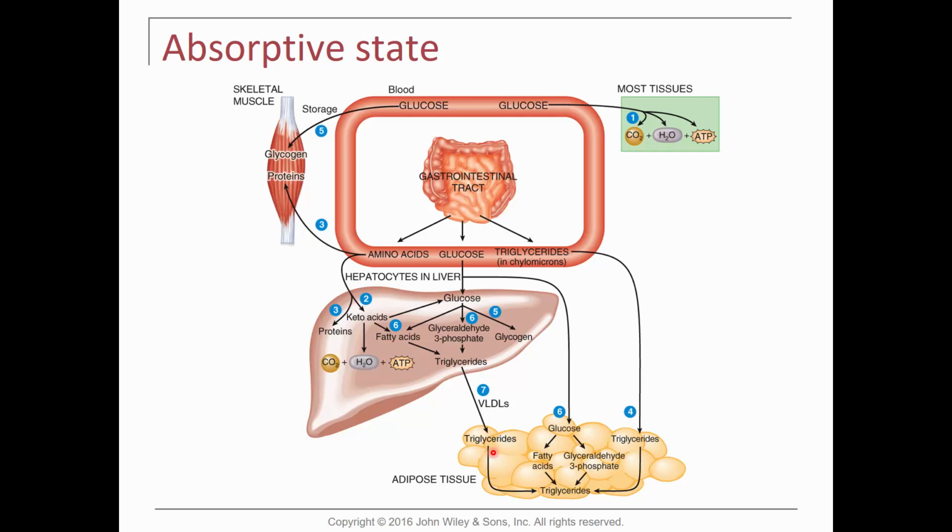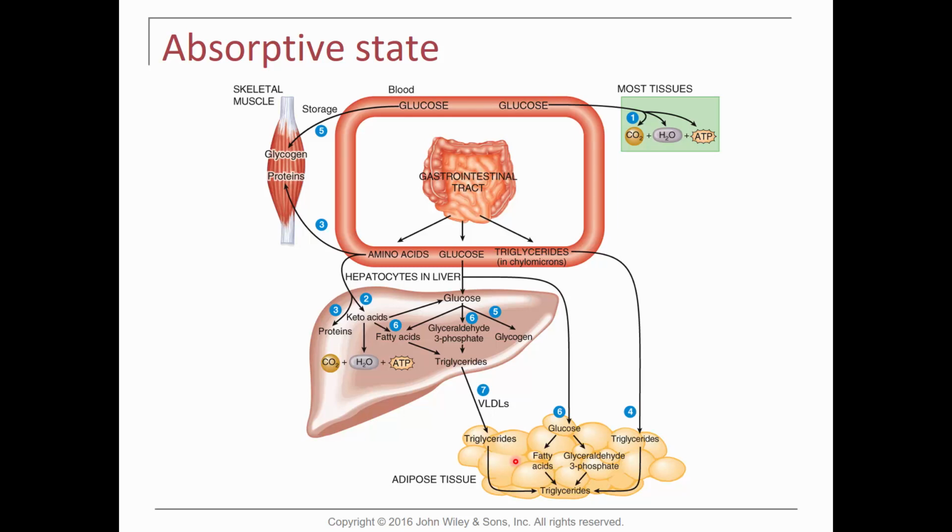Now there's an interesting process that fat has to go through. When these triglycerides are delivered to adipose tissue, there's a very important enzyme in the capillaries. It's called lipoprotein lipase. And it basically takes the triglycerides and breaks them down into a monoglyceride and free fatty acids. Those diffuse into the adipose cells, and then they get turned back into triglycerides.